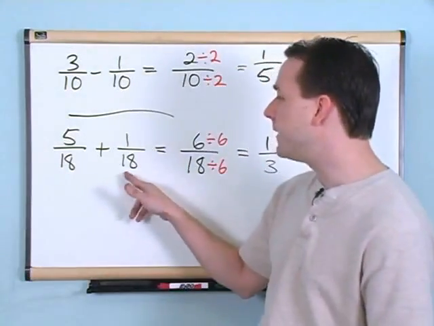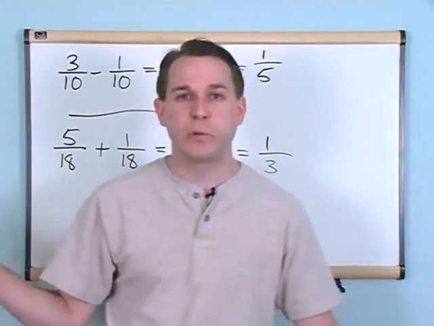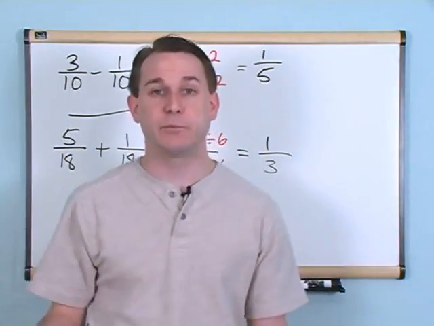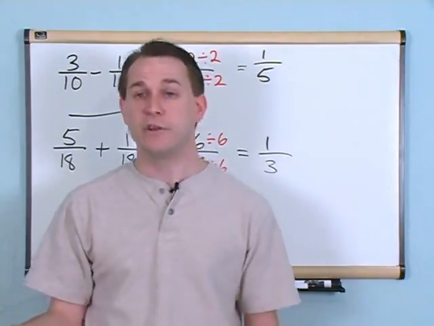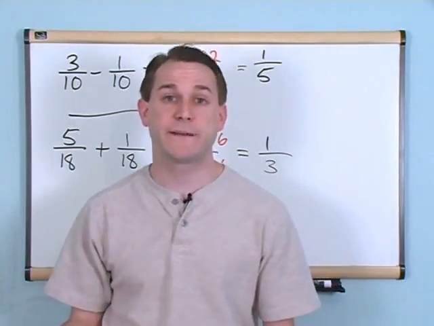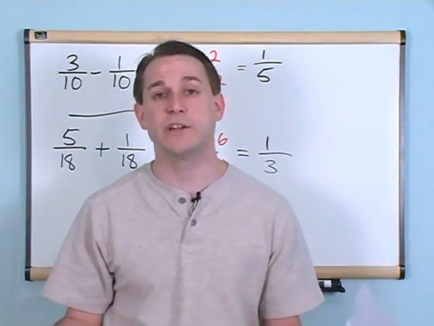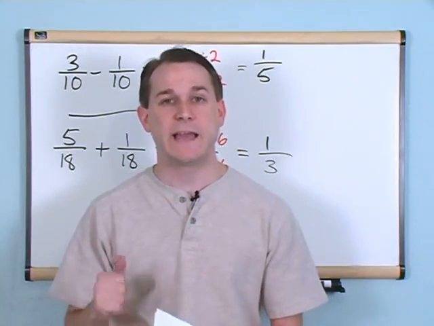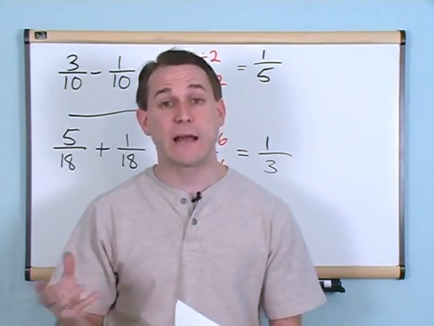But when they are the same, you just keep the bottom number, don't do anything to it, and add or subtract the top numbers. And then when you get the answer, you just see if you can simplify it like we did here. And we practiced how to simplify fractions already, so that's a skill you already know how to do. And that is how you add and subtract fractions. It's really not that difficult.